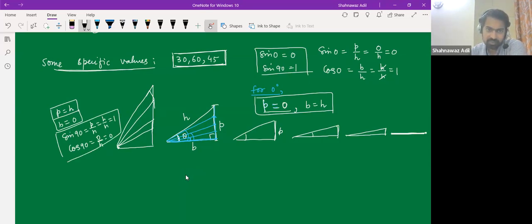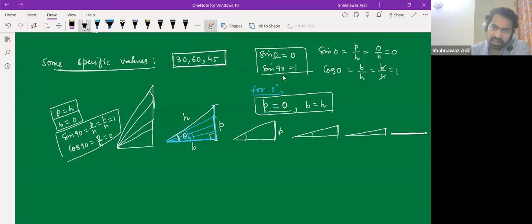Yes, sir. So this is how we prove the values at 0 and 90 degrees for sine theta and cos theta. And if we calculate sine theta and cos theta, then we can calculate all the rest, right? Is this correct? Understood? Yes, sir. Okay. Now, this part was not that important.